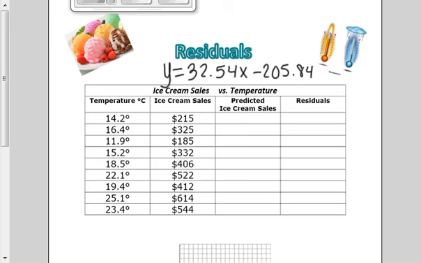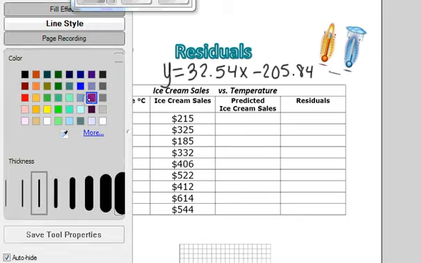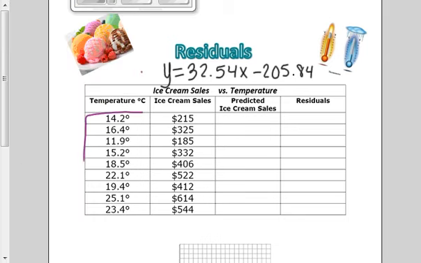So what we do from here is we take our temperature, these are our x values, and we put them where x is in the equation. That will give us our predicted ice cream sales. They've given us the actual ice cream sales, and now we're going to get the predicted from our line of best fit or our regression line.